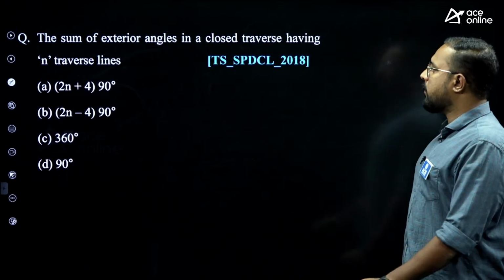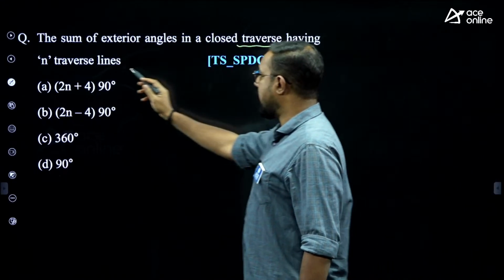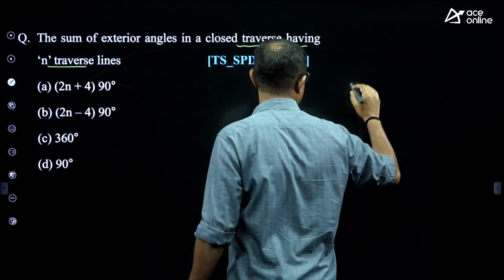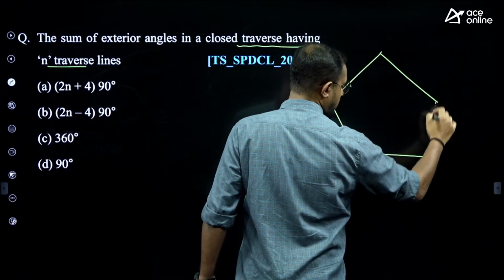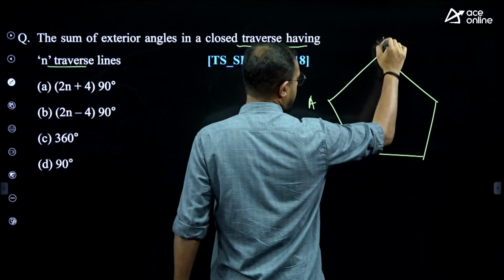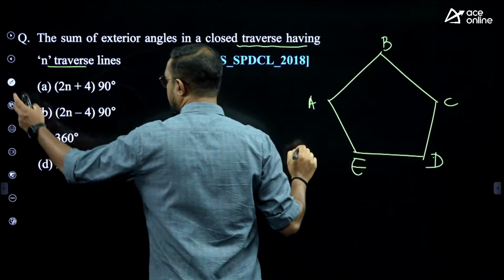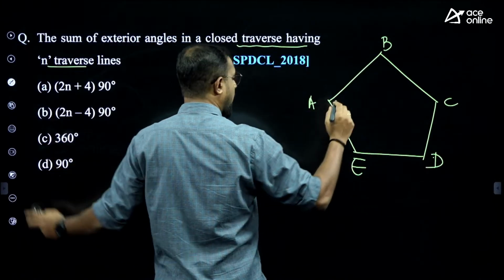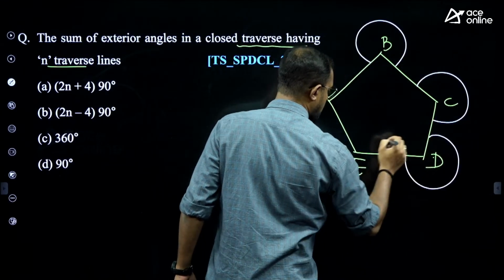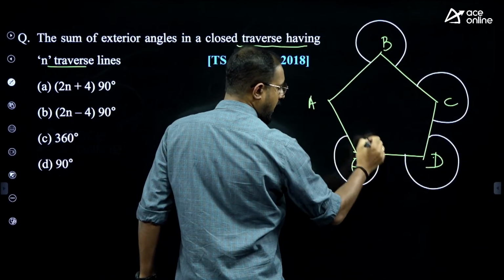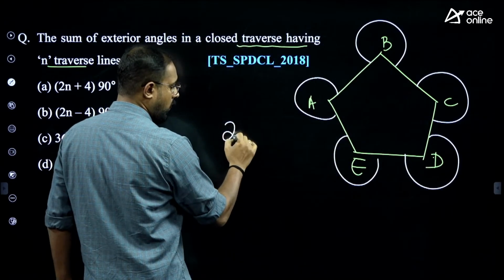The sum of exterior angles in a closed traverse having n sides is equal to dash. So observe this, we are having a closed traverse. This is our closed traverse, A, B, C, D and E. What are the exterior angles? Exterior angles are the ones that are lying outside my traverse. If it is inside, it is interior. If it is outside, it is exterior. What will the sum of the exterior angles be equal to?